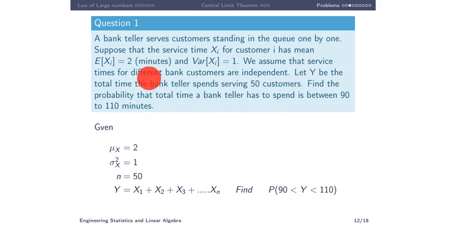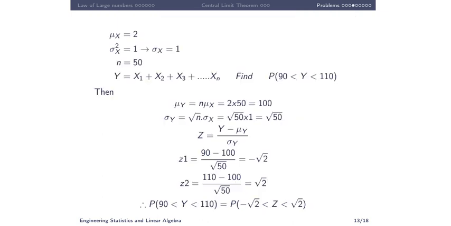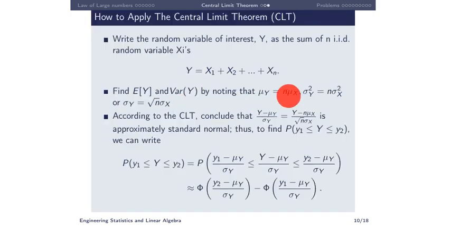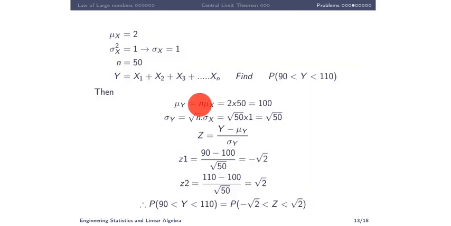So how to do that? These are the given values. Then, as we discussed in the steps, first we have to find mu y and sigma y. So mu y is equal to n times mu x, because for a sum of an IID process it is n times the mean. So 50 into 2, that will be 100, and sigma y is root n sigma x, so that will be root 50 into 1, that will be root 50.